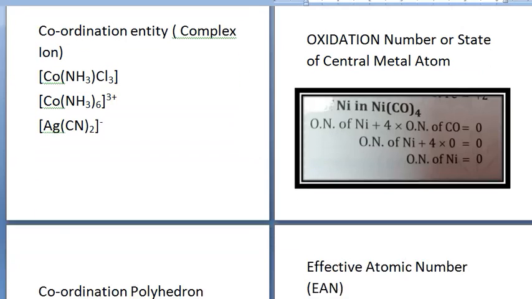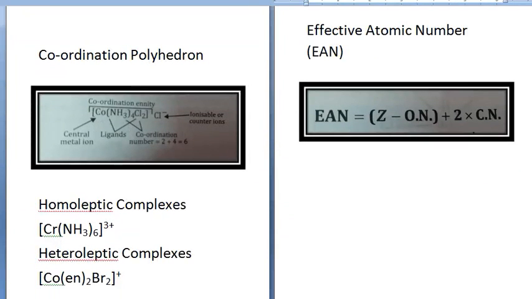Now next is coordination polyhedron. The coordination polyhedron is the spatial arrangement of the ligand atoms which are directly attached to the central atom. For example, [Co(NH3)6]3+ has octahedral symmetry. Ni(CO)4 has tetrahedral symmetry. Why? Because 4 ligands are attached, so tetrahedral. In [Co(NH3)6]3+, 6 ligands are attached. So when 6 are attached, the symmetry becomes octahedral.